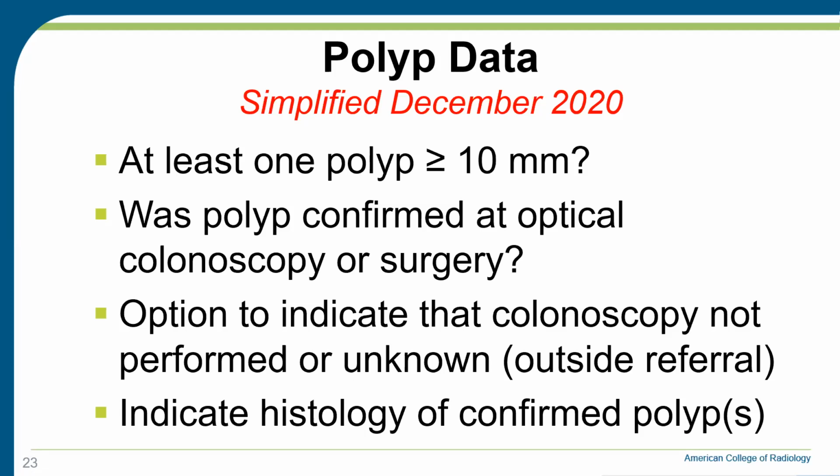This size is a threshold for polyps that are generally considered to be clinically significant and for which colonoscopy is typically recommended. Then we ask, was the polyp confirmed at optical colonoscopy or surgery? We've added an option where folks can indicate that it was a patient referred from the outside and you don't have access to the records to know if the colonoscopy was performed. And there's also a field where you can indicate the histology using checkboxes of any polyps that were confirmed.